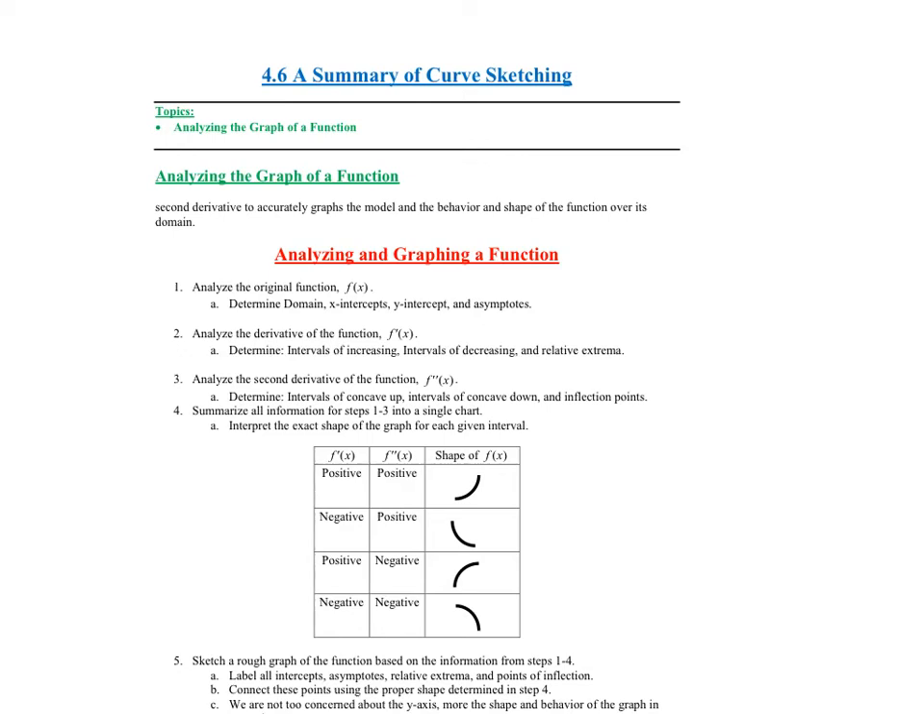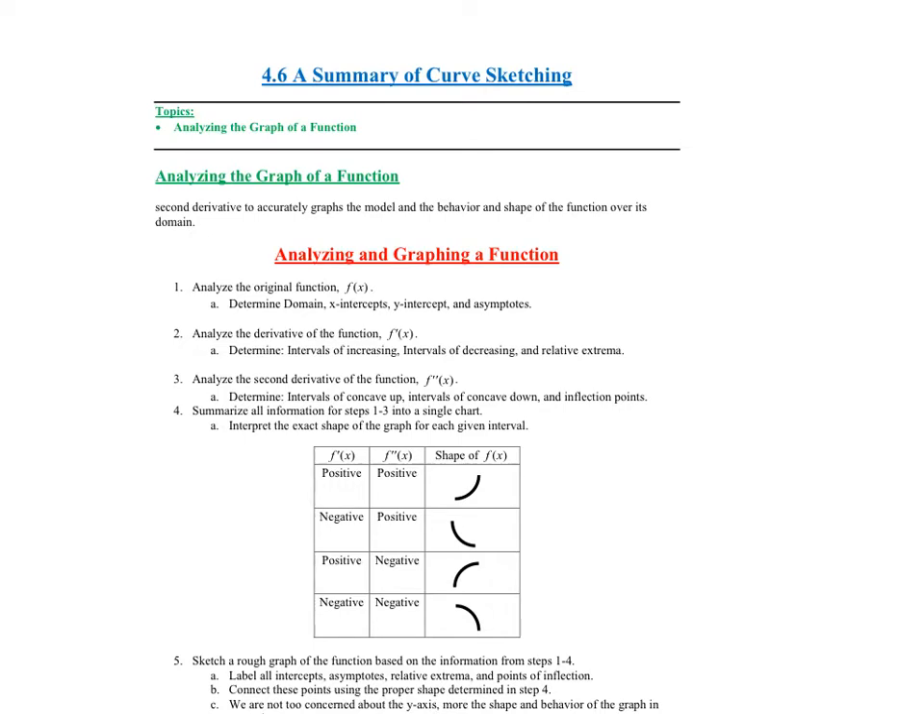Section 4.6 is a summary of curve sketching. So usually with the textbook, I go right in line with their examples, do exactly as they do, and try to follow what they do very, very closely. But on this section in particular, I'm going to kind of break rank from the textbook. I'm going to take the process a little bit slower than they do.